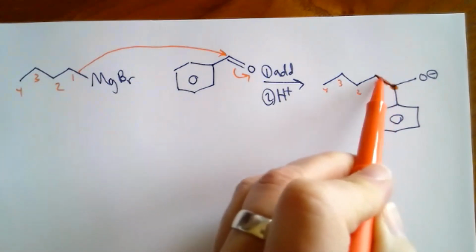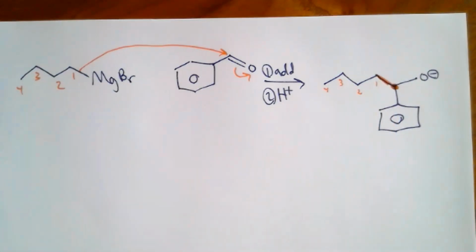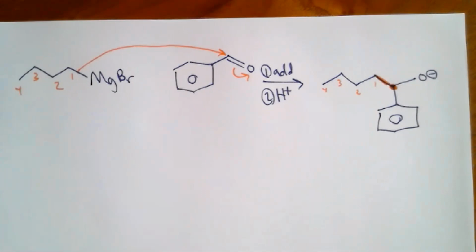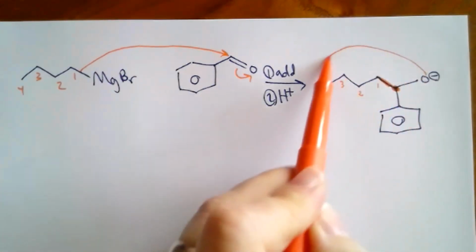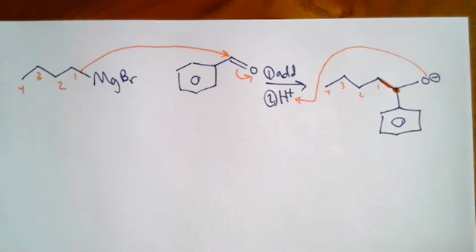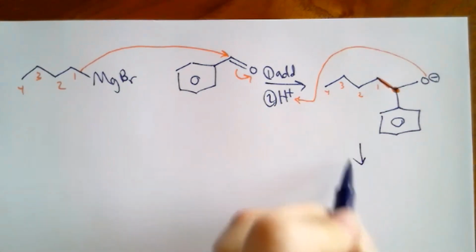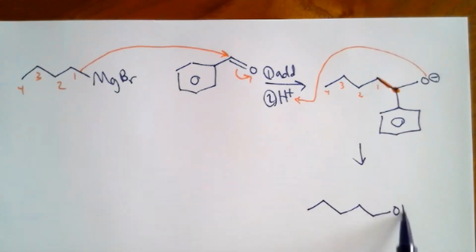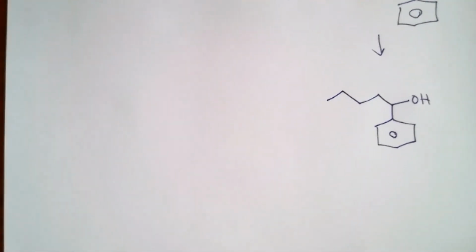This is the new bond that was made from attacking that carbonyl carbon. Then acid workup, protonate the O-. Done. Product. This is super easy. Why didn't we talk about aldehydes and ketones first?